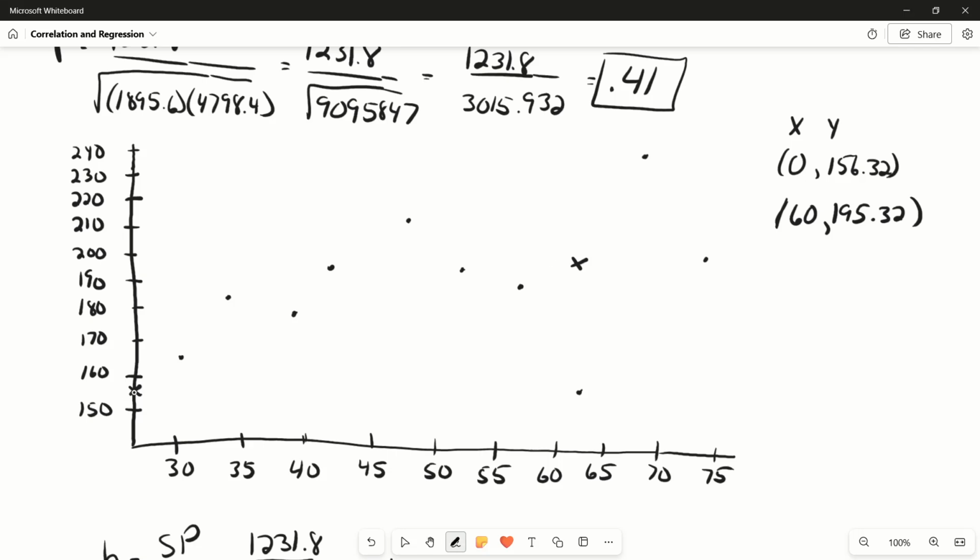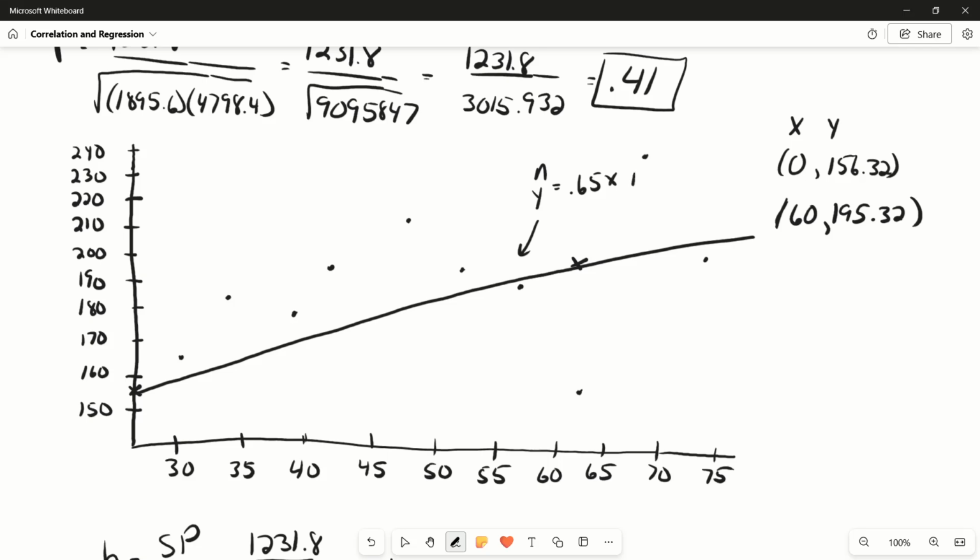Those are my 2 points, and then I just draw a line to connect them the best I can, which is always a challenge. There's my regression line. This line is y hat equals 0.65x plus 156.32. That is the regression line.